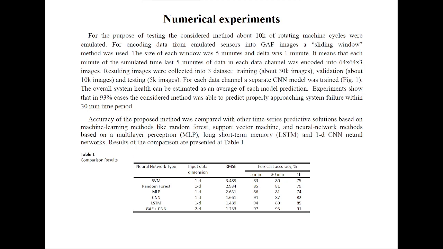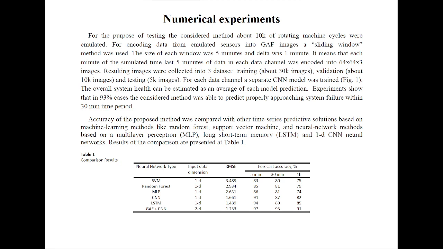For the purpose of testing the considered methods, about 10,000 rotating machine cycles were emulated. For encoding data from emulated sensors into GAF images, a sliding window method was used. The size of each window was 5 minutes and delta was 1 minute. It means that each minute of the simulated time, the last 5 minutes of data in each data channel were encoded into 64 by 64 by 3 images.